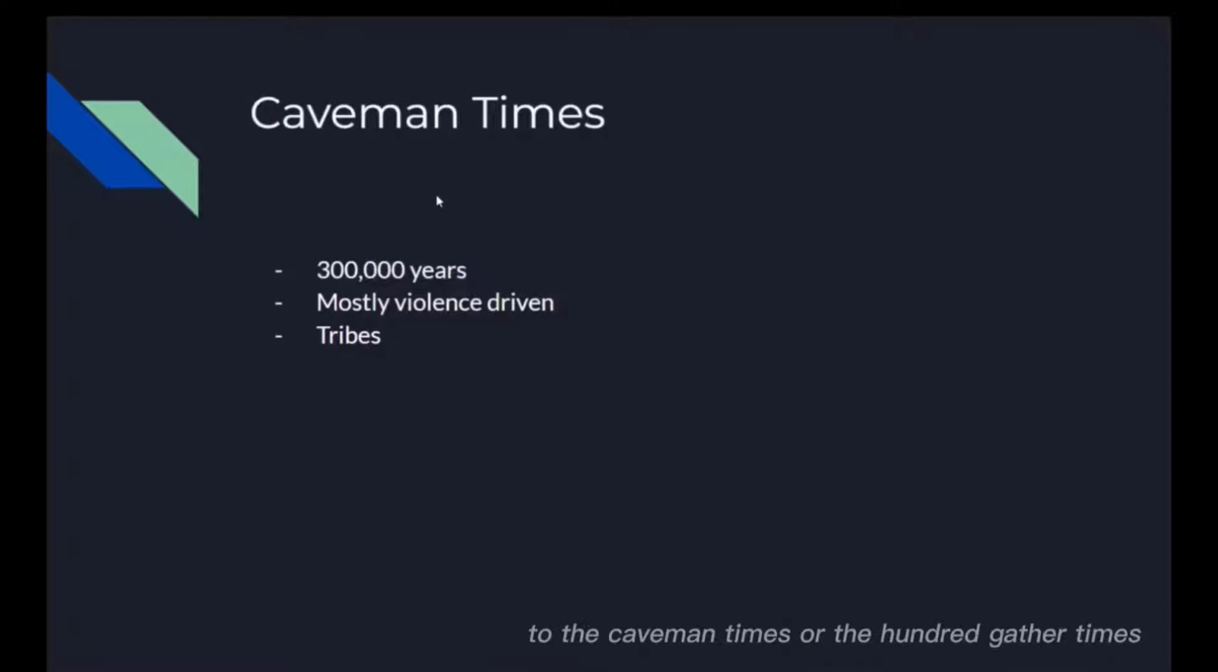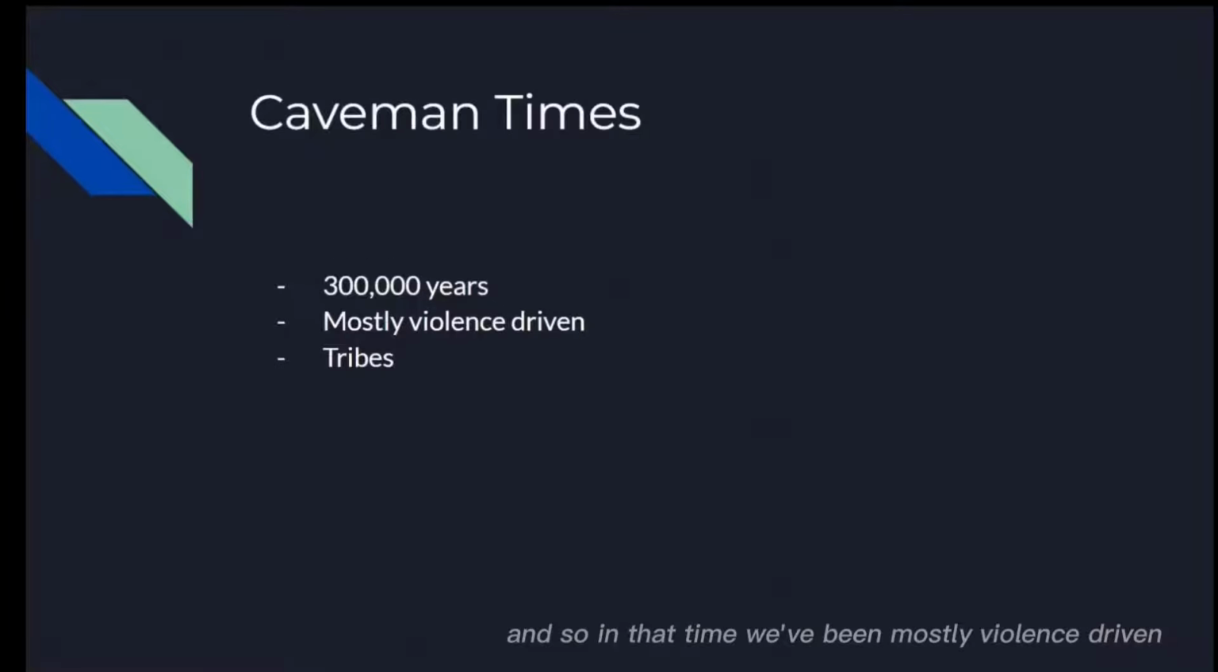Let's think back to the caveman times or the hunter-gatherer times. Humans have been around for almost 300,000 years. And in that time, we've been mostly violence-driven because there are very limited resources. It's very hard to find food.